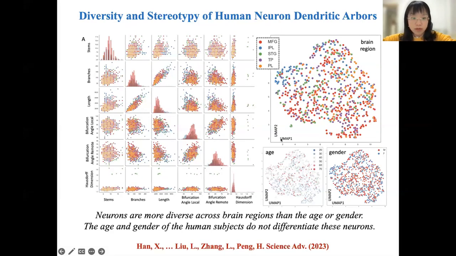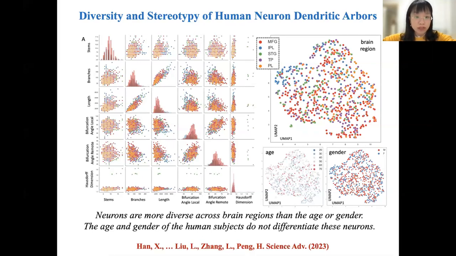After the UMAP, we can clearly see that the age and the gender are not that diverse. I couldn't see a clear difference in this data set, but for the brain regions, we can see the trend in the 5 largest numbers of cortical brain regions. We can clearly see different brain regions show diverse neural structures.